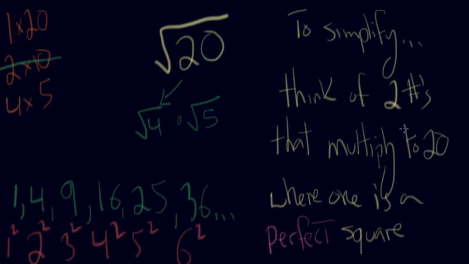What's the square root of 4? Well, the square root of 4 is 2. And the square root of 5 is nothing. So your answer, your simplified version of the square root of 20, is 2 root 5. Now let's take a look at why that is.